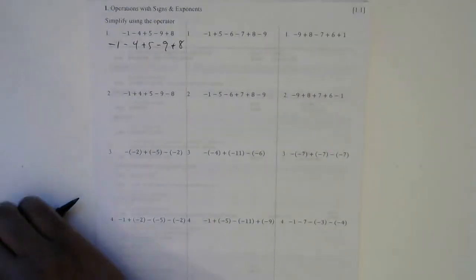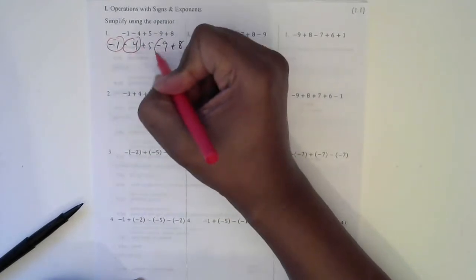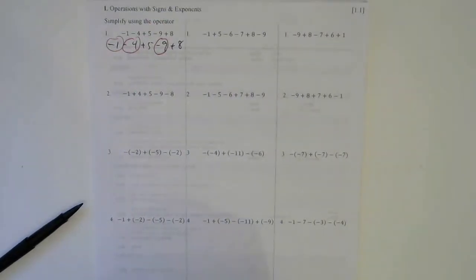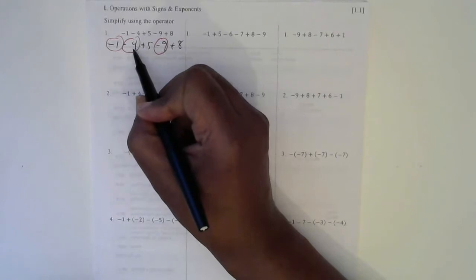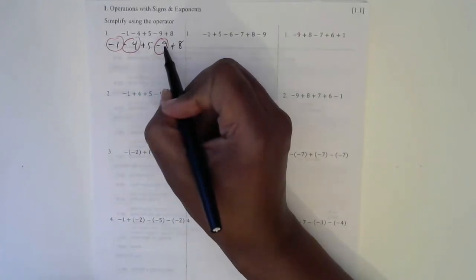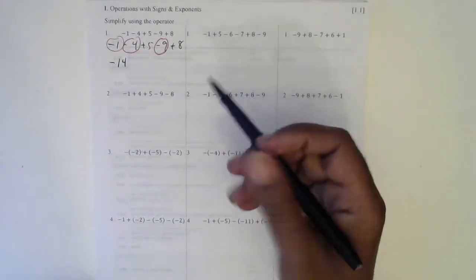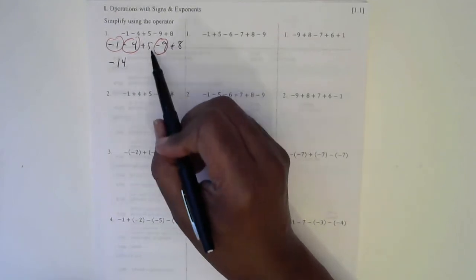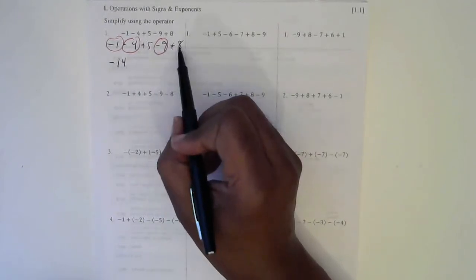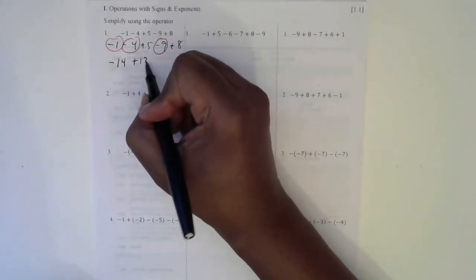And the same signs would be -1, -4, and -9. These are all same signs, so same signs will add. So 1 and 4 is 5, plus 9 more gives us 14. So this is a negative 14. Now the other numbers are all positive, so those signs are the same and can add. So 5 and 8 together makes a positive 13, so we put that here.